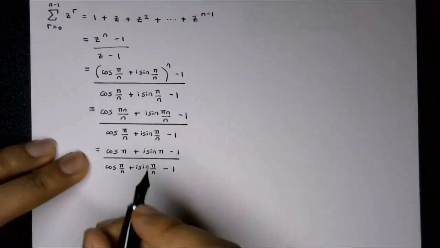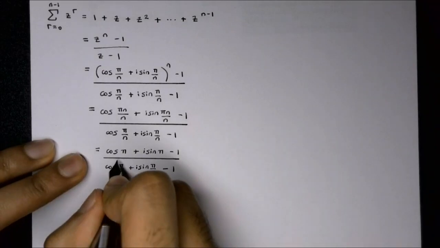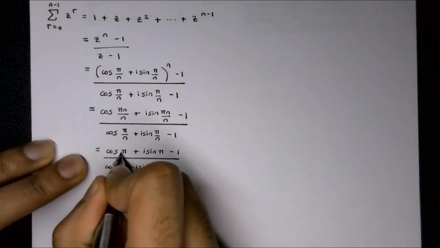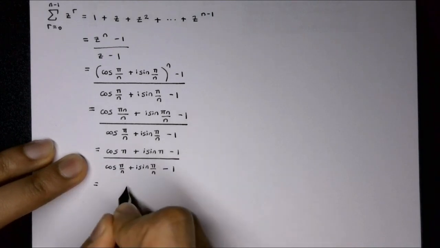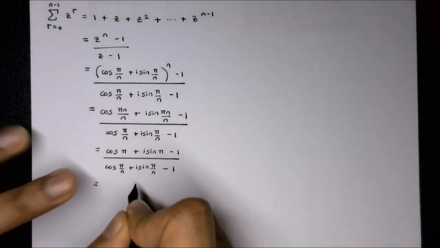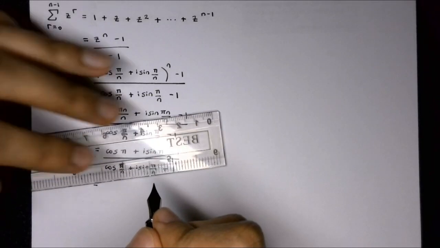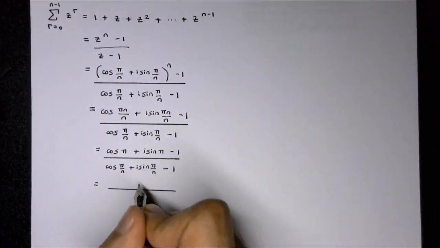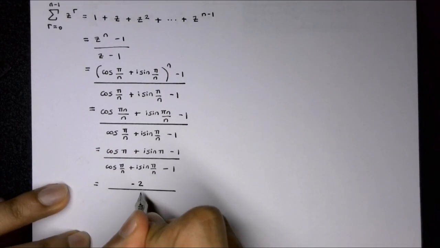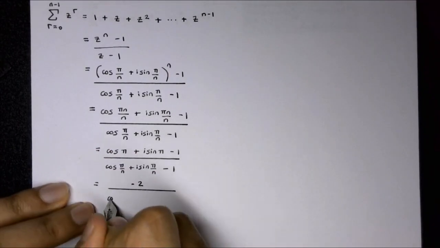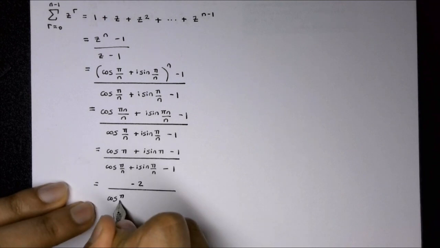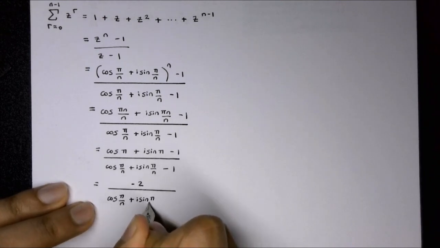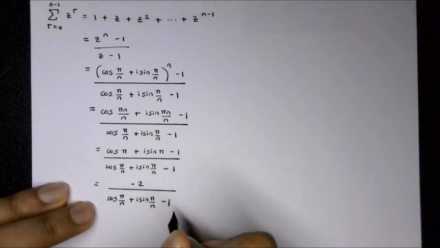Before we do anything, let's simplify the top, recognizing that the cosine of pi is equal to -1. We've got -1 minus another 1, which is -2. Sine of pi, that's 0. So on the top, hopefully you can see we've got -2. And on the bottom, we've got cos of pi over n plus i sine of pi over n minus 1.